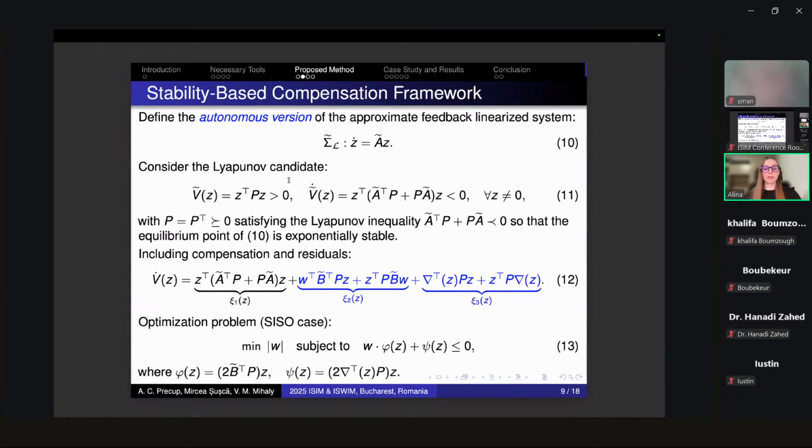When we include both the auxiliary input and the residual nonlinearity, the derivative of the Lyapunov function splits into 3 terms: Xc1, which comes from the nominal linear dynamics, Xc2, which depends on the auxiliary input w, and Xc3, which contains the residual nonlinearities. Our idea is to compute w by solving an optimization problem. We minimize the magnitude of w subject to a linear inequality that ensures the derivative of V remains negative.